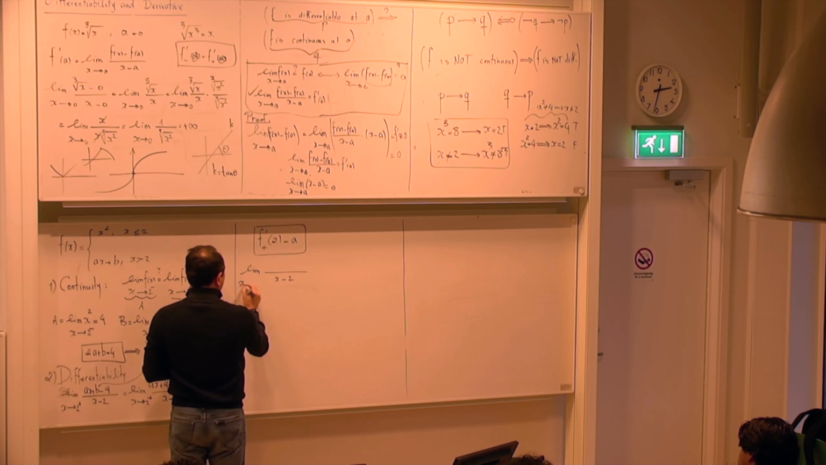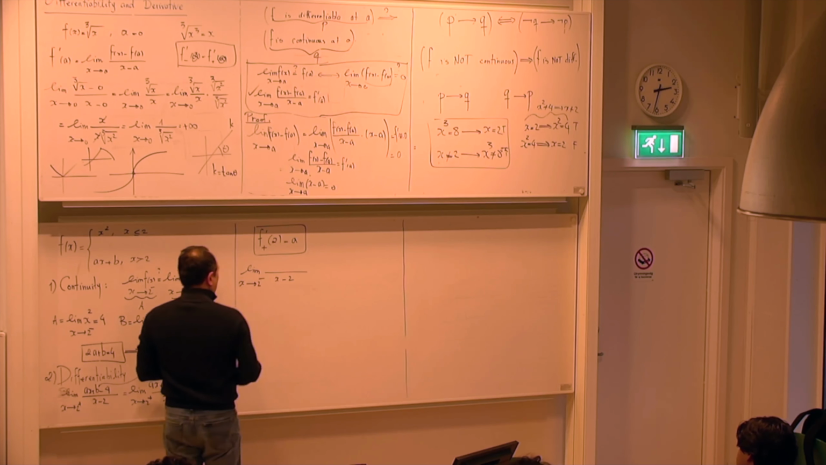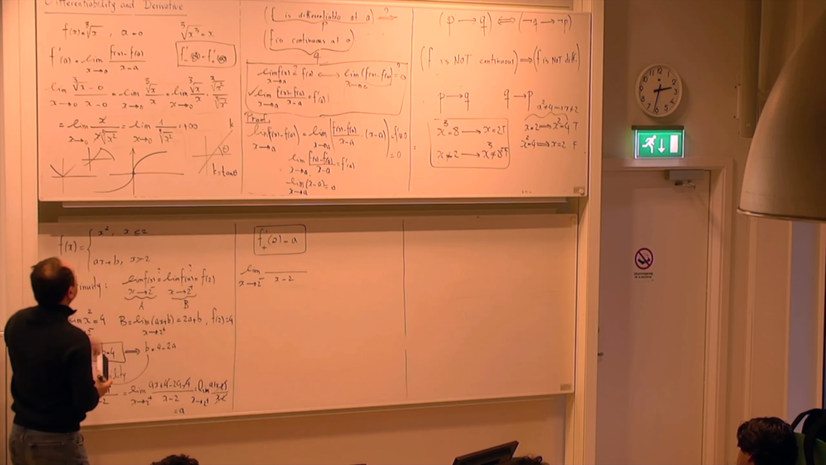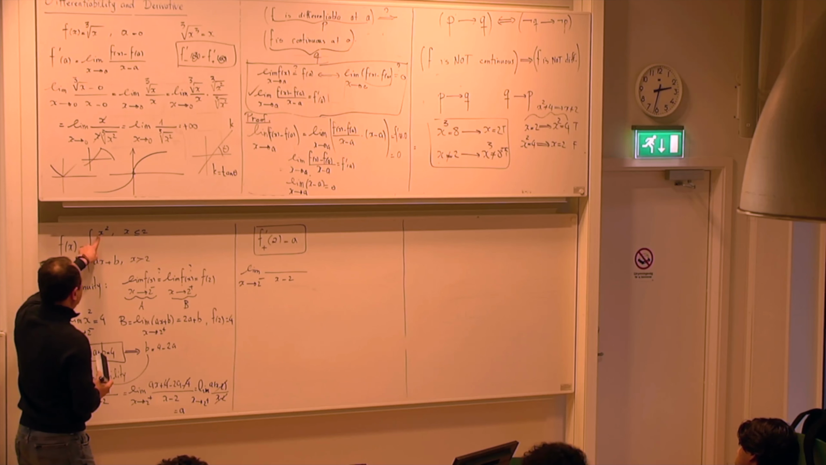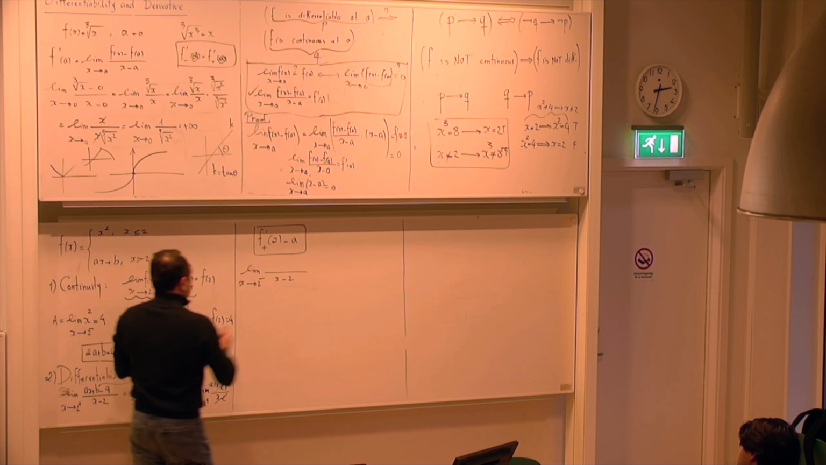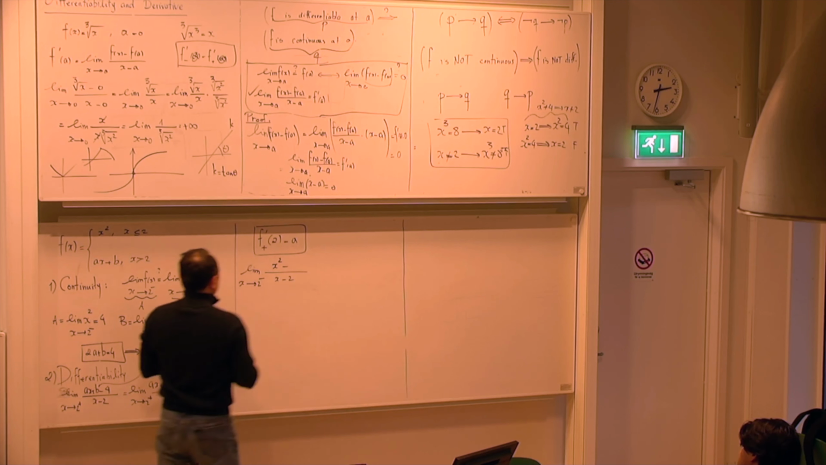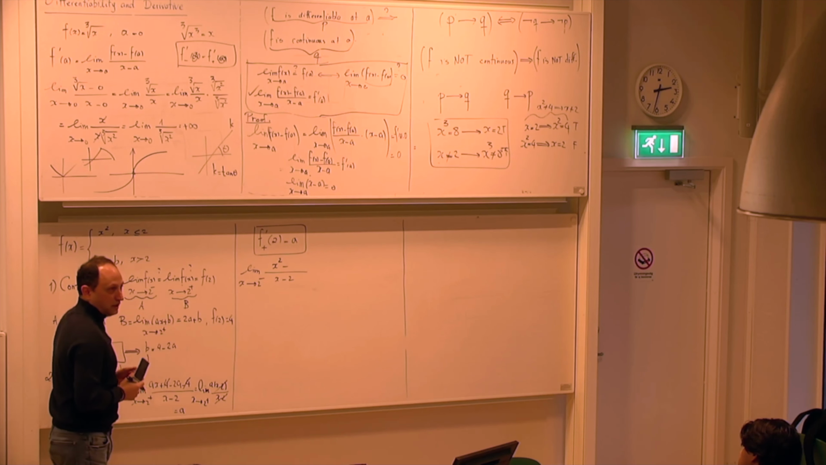x goes to 2 from the left. So what should I put in the numerator? f of x. Which f of x do I have to put there? x squared. x squared, because x is less than 2. And then minus f of 2. f of 2 is again 4.